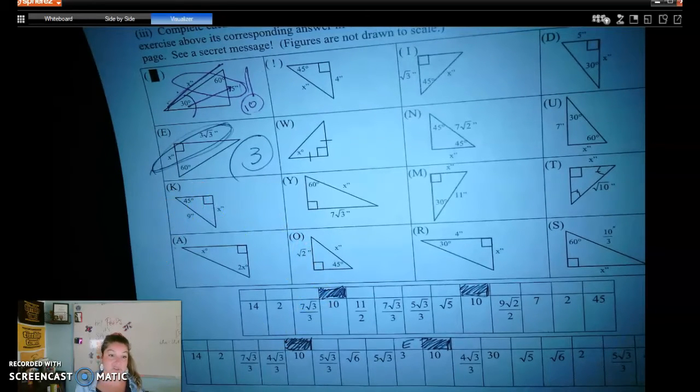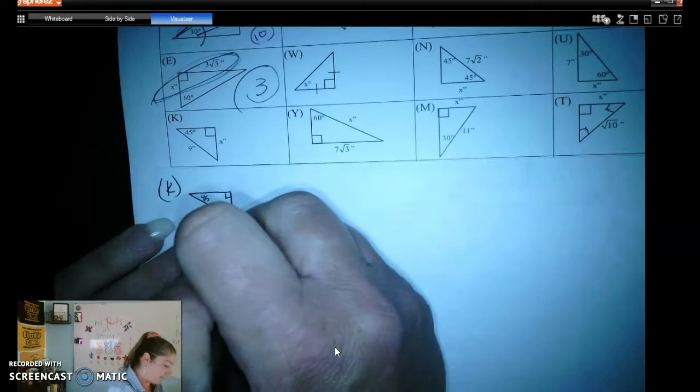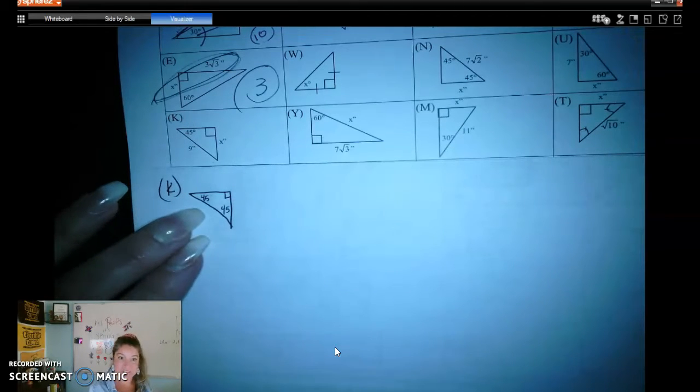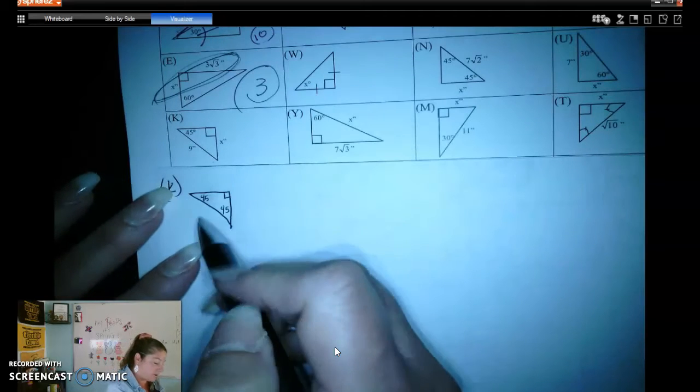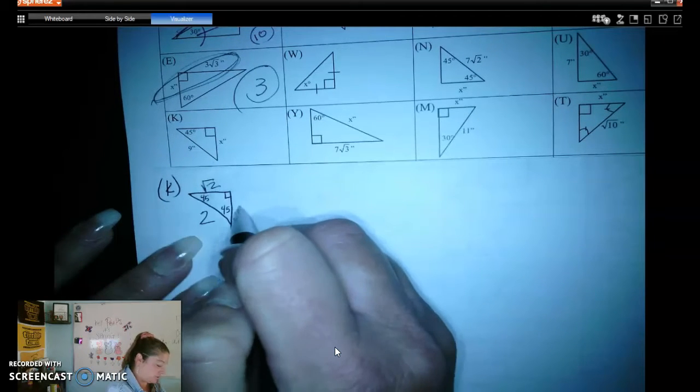Okay? All right, let's go do letter K. All right, so with letter K, this is a 45, 45, 90 triangle. And so this one's going to be labeled, remember our hypotenuse is 2, and then our legs are root 2s.